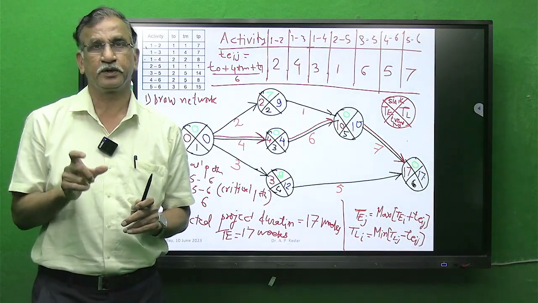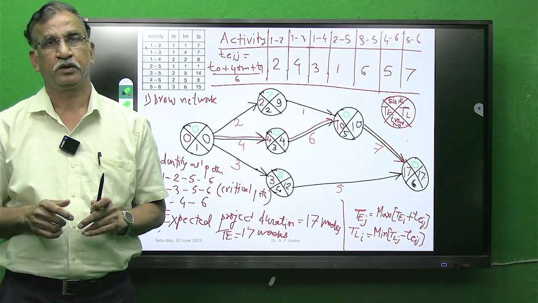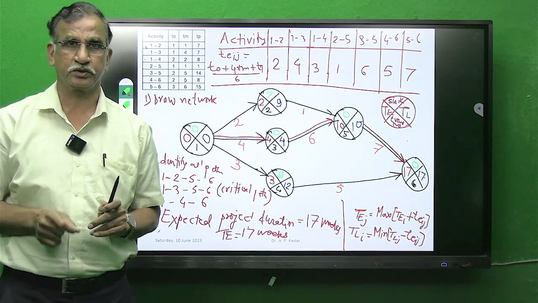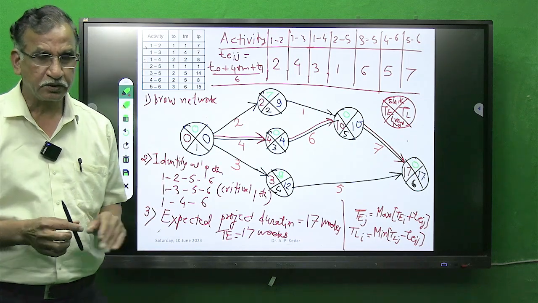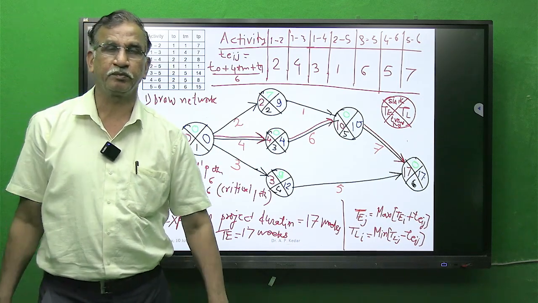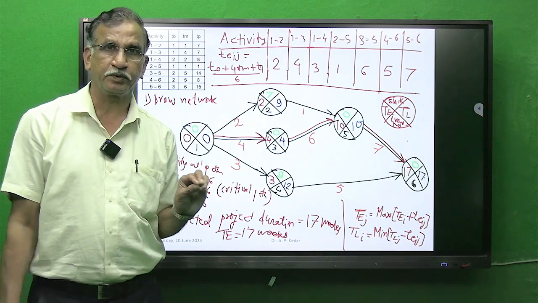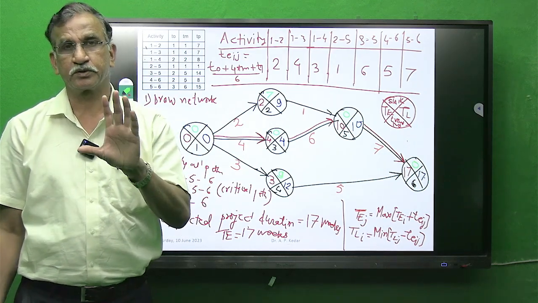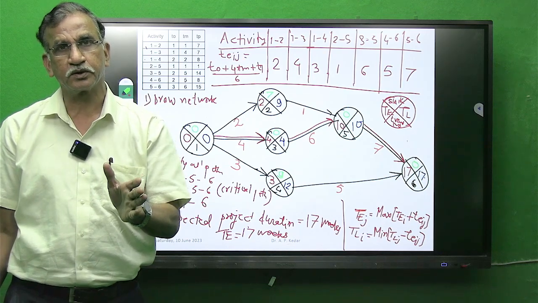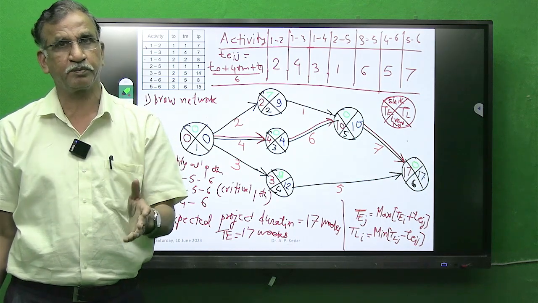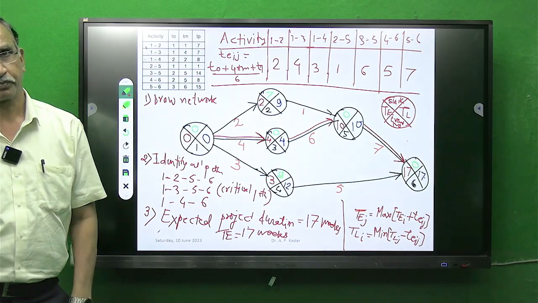But if it is exactly the same duration, your answer will always be 50%. As in this case, it is asked the probability of completing the project during expected time period. Here expected time period is 17 weeks. So probability of completing the project within 17 weeks is 50%. How that 50% comes, I will explain through the problem.